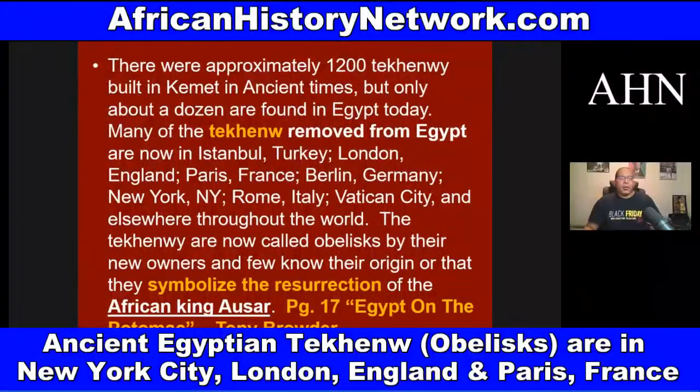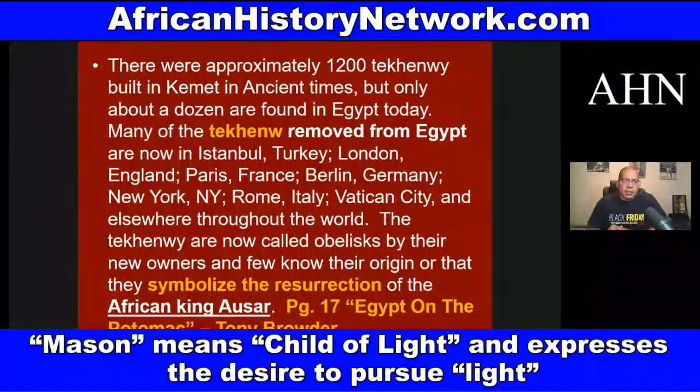There were approximately 1,200 Tekhenu built in ancient Kemet, but only about a dozen are found in Egypt today. Some sources will say less than 12, some sources will say about 7 or so. Somewhere between 7 to 12. Many of the Tekhenu removed from Egypt are now in Istanbul, Turkey, London, England, Paris, France, Berlin, Germany, New York City, Rome, Italy, Vatican City, and elsewhere throughout the world.